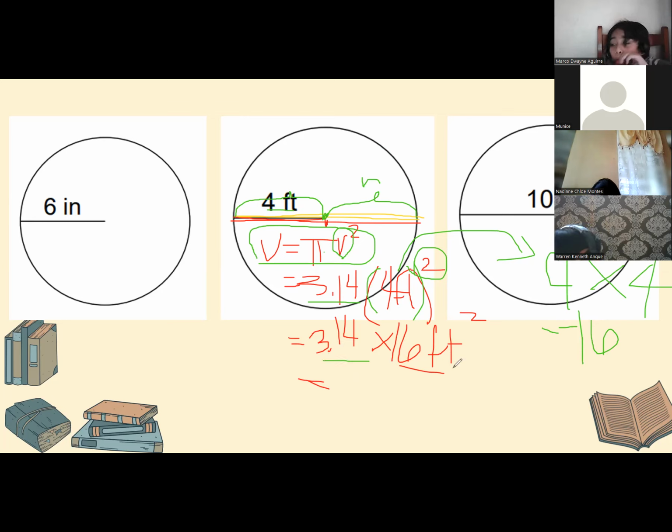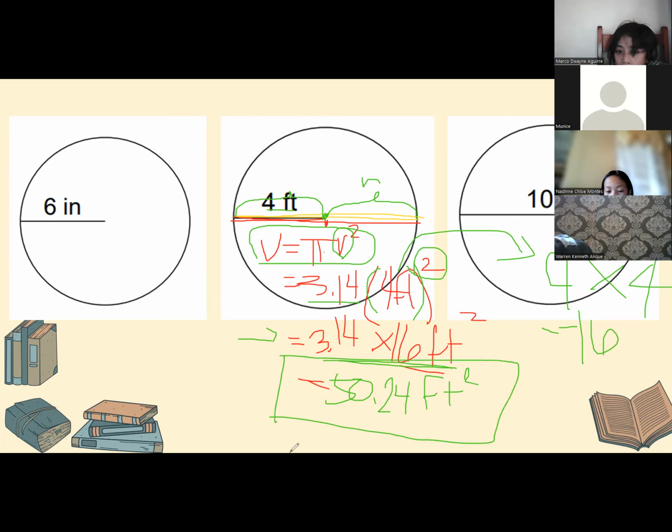Okay, Nadine? Please continue. The answer po is 50.24 feet squared. You multiplied already. 50.24 feet squared. Okay, very good. So that is your area for this circle.